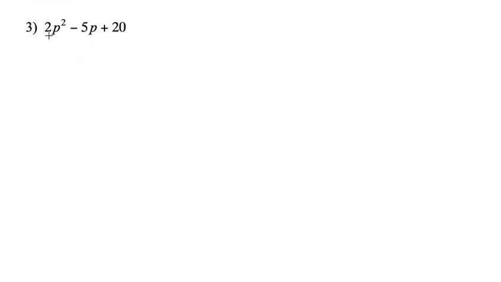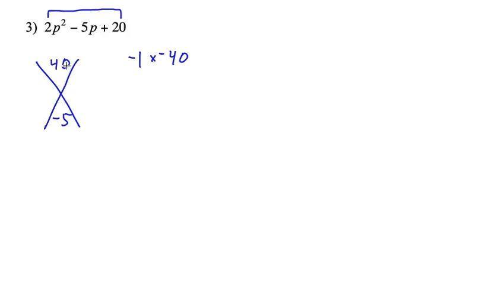Okay, let's try one more. So we have a quadratic expression here. The coefficient is greater than 1. So when we set up our diamond problem, we're going to do 2 times 20 for the top, and the -5 will go on the bottom. So we're thinking of two numbers that multiply to make 40 that have a sum of -5. Here we have a negative sum and a positive product. The only way to get that is to have a negative times a negative equal a positive. So in this case, both numbers will be negative.